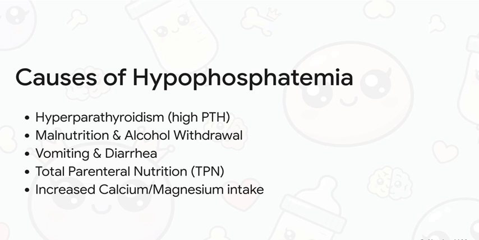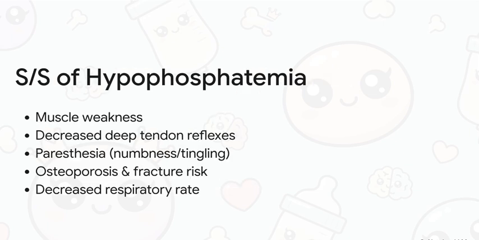When you think low phosphate, I want you to think low energy. Everything gets weak and sluggish. Your patient is going to have profound muscle weakness, maybe some numbness and tingling, and decreased reflexes. But here is the major safety alert. This weakness can affect the respiratory muscles. This can lead to respiratory failure, and that makes it a life-threatening priority for you as the nurse.